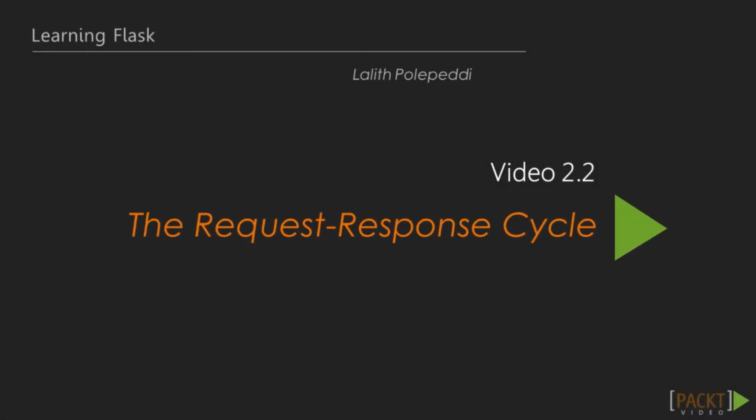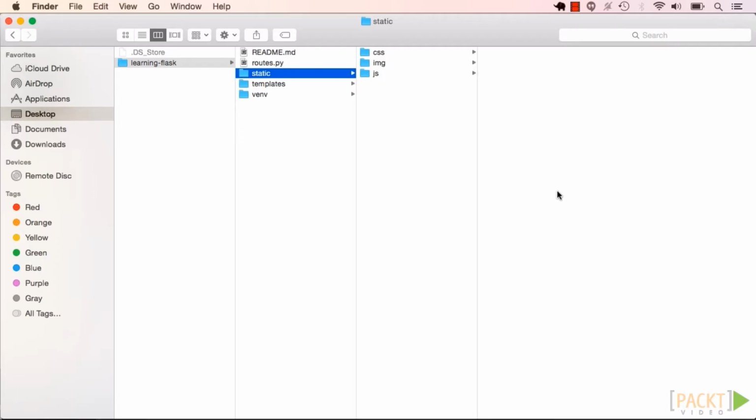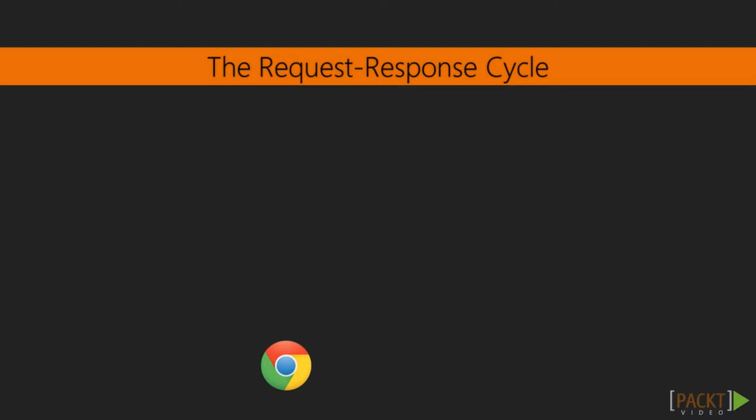Welcome back. In the last video, we created the files and folders for a Flask app. In this video, we'll see how these files and folders fit together. In order to do this, let's trace what happens when a user visits a page in the Flask app. The cycle starts with the user opening his browser, typing a URL, and pressing enter. So step 1, when the user presses enter, the browser issues a request for that URL.